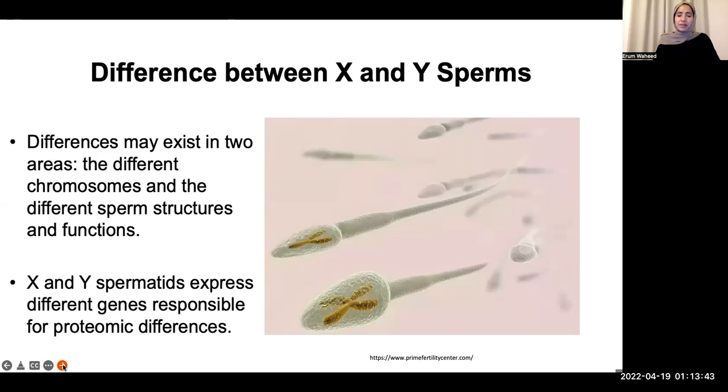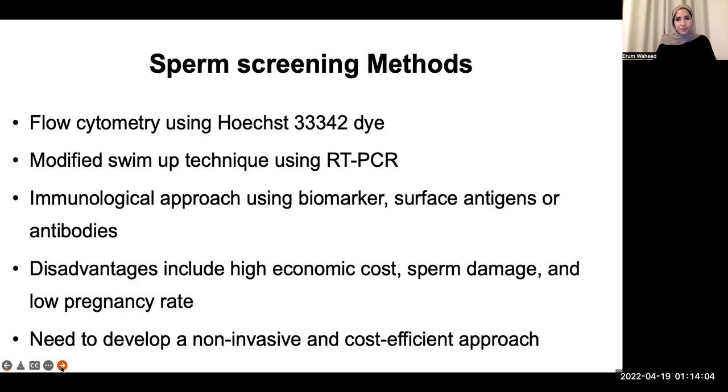Differences between X and Y sperms. Differences may exist in two areas: different chromosomes, that is, differences in the number and kind of genes, and different sperm structure and function, that is, different expression of the genes. X and Y spermatids express different genes responsible for proteomic differences.